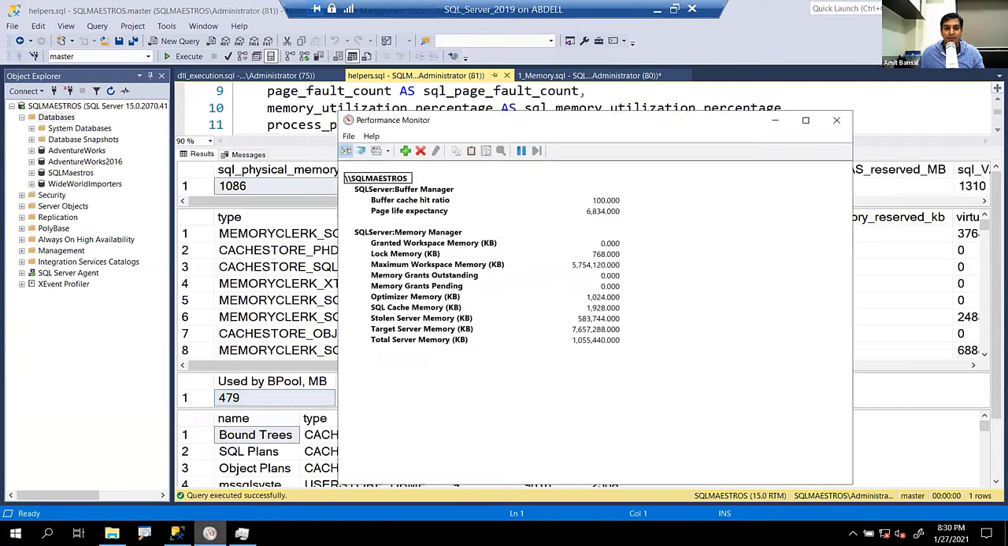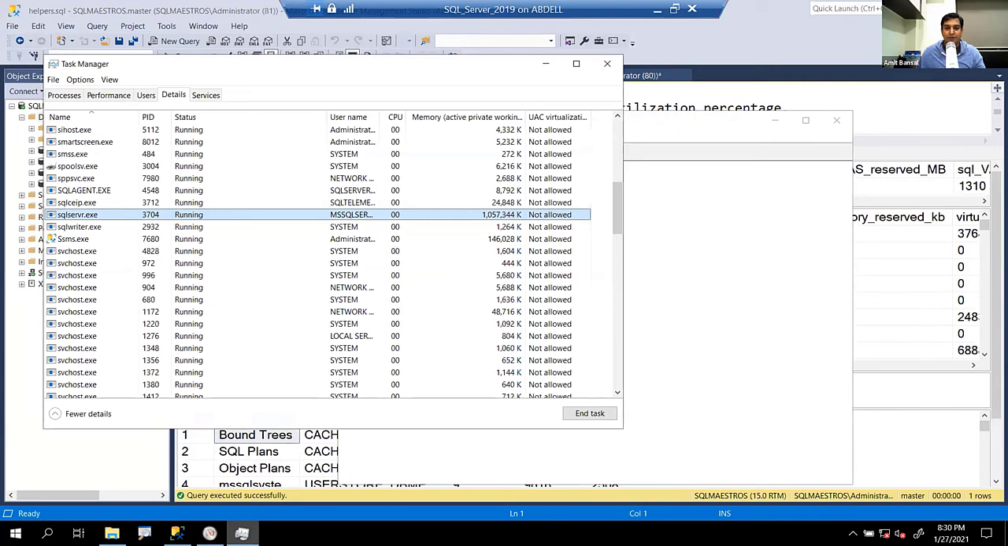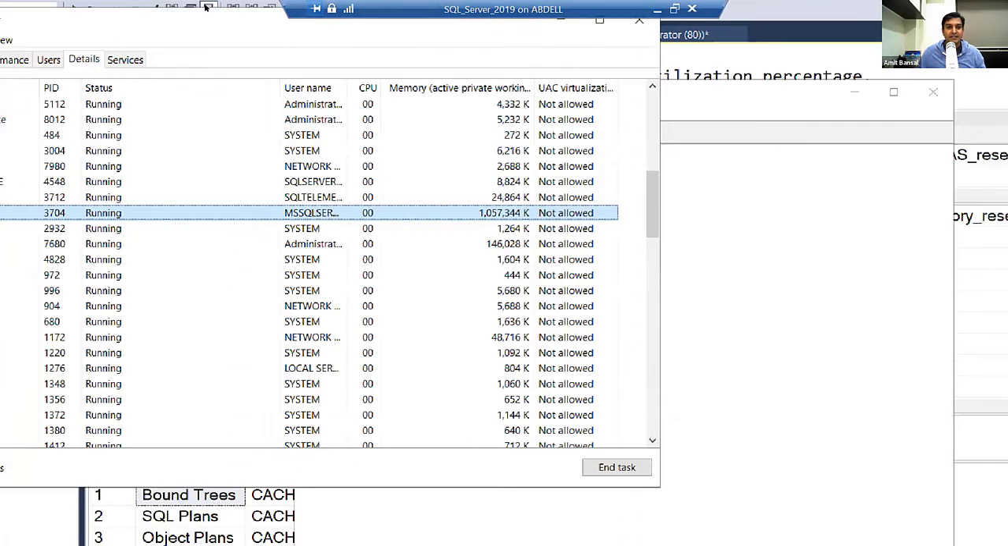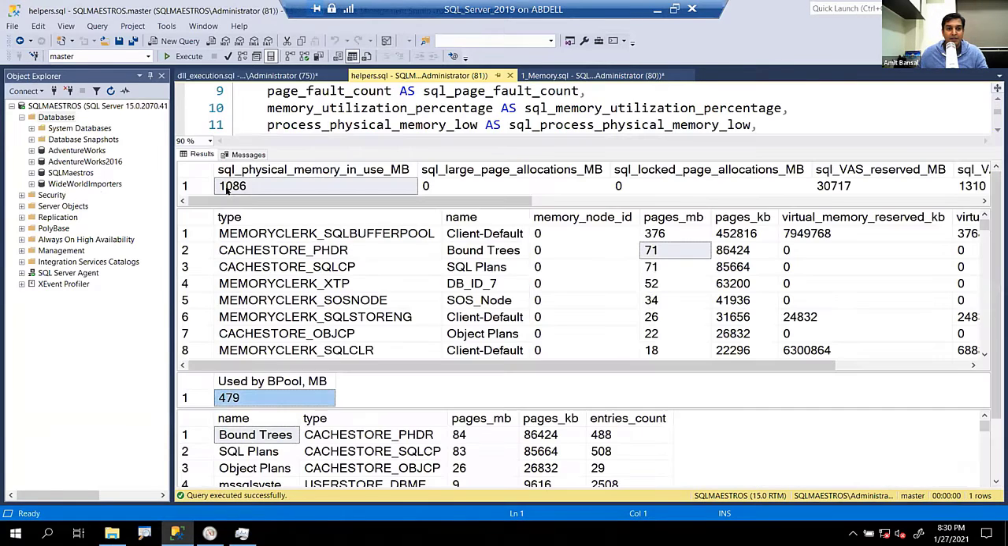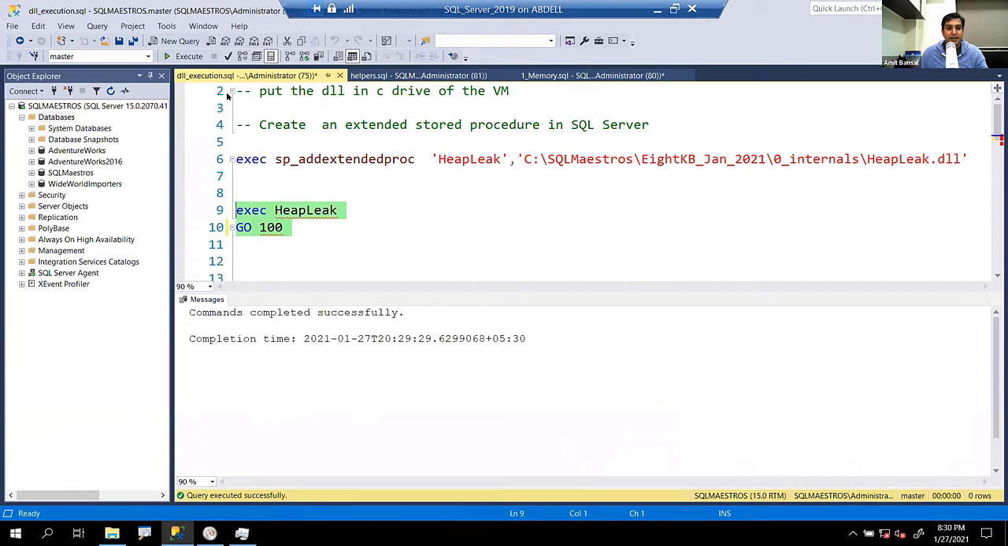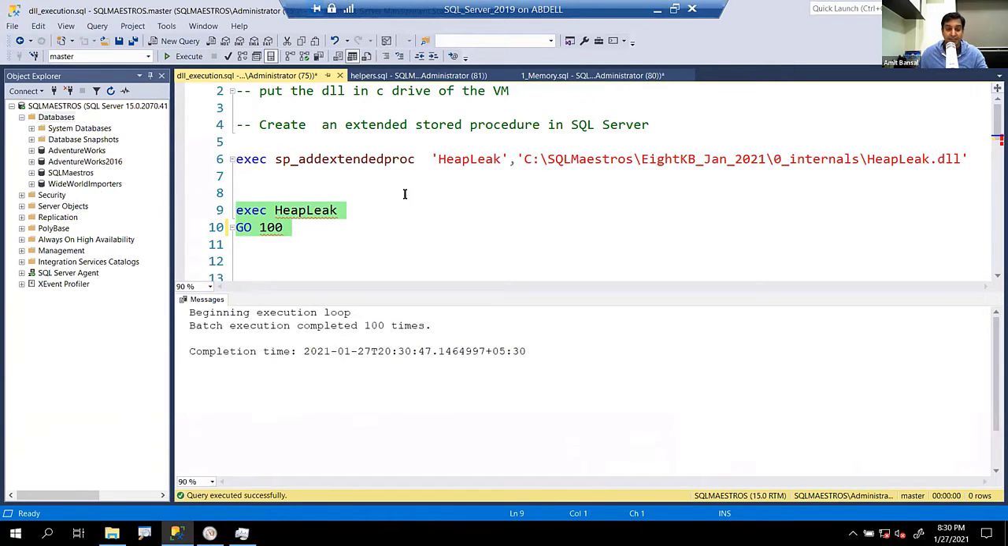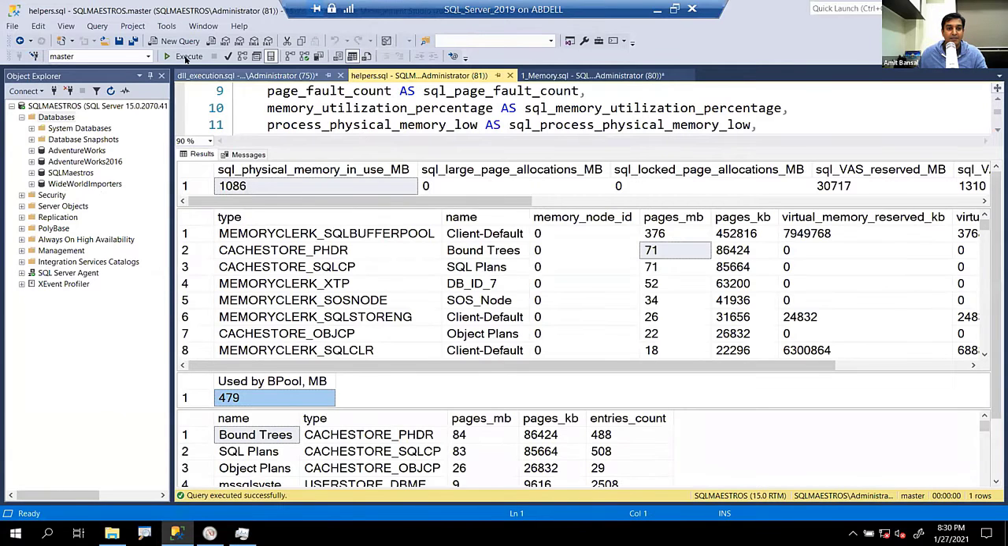At the same time, let's look at these numbers. Total server memory is about 1055 MB, about 1000 MB. And if you look at the task manager, it's also about 1055. So all good there. Let's execute the DLL, let's say about 100 times. Mind you, the number is 1086 there. Let's execute Heap Leak Dll about 100 times. So 100 executions have happened. Let's look at the memory consumption now. You can see that SQL Server memory consumption has increased by a good deal, about 300 MB. Yes, 1491.